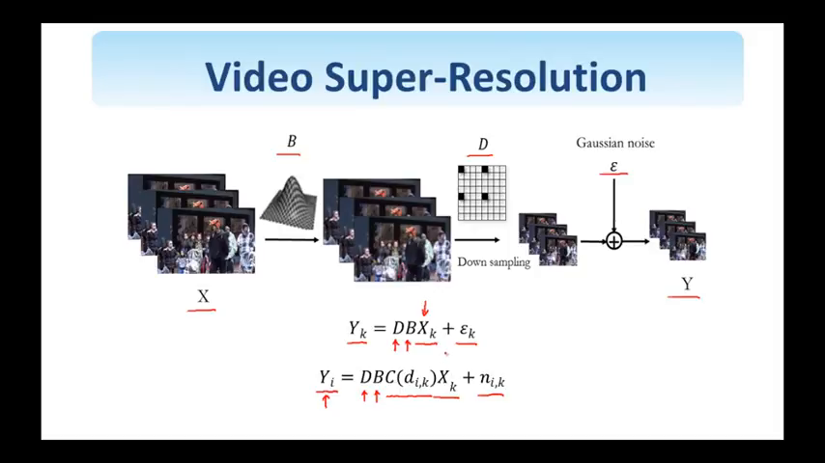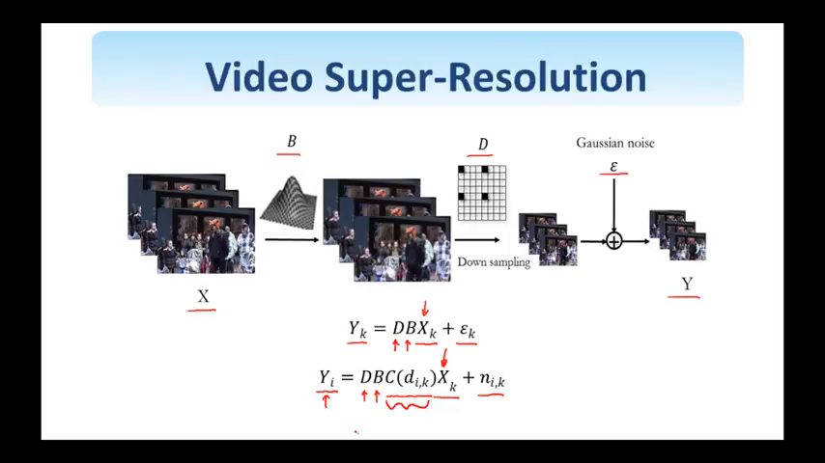So we see that one high resolution frame at time k here can generate as many low resolution frames as we would like at different time instances based on the motion field. So it's exactly the same formulation as in the previous case.